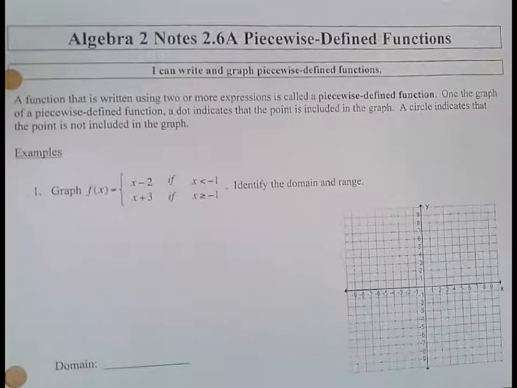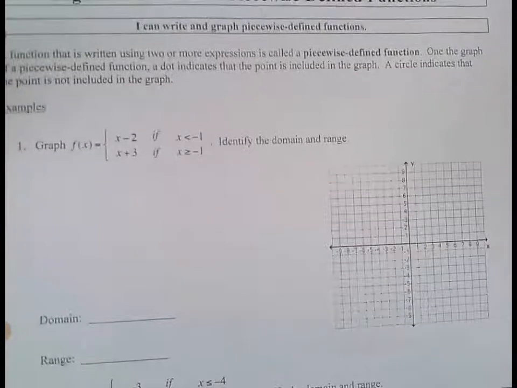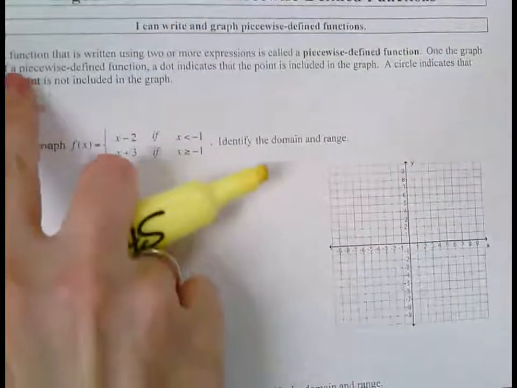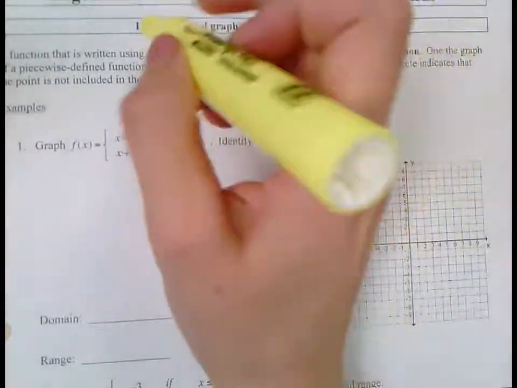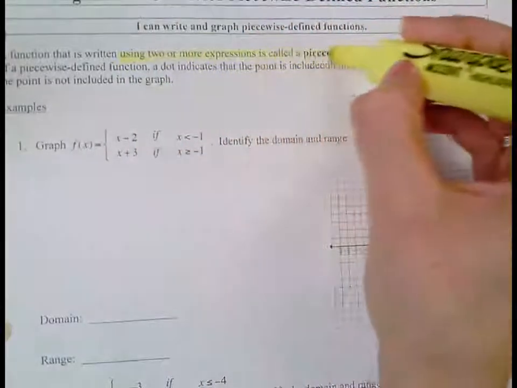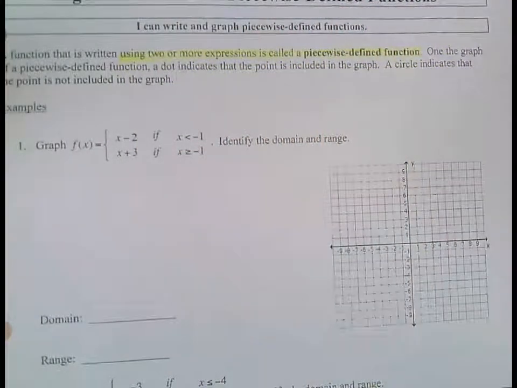But piecewise defined functions, ultimately you want to not only be able to graph them today, but the third example we're going to do is actually writing a piecewise defined function if you're given a graph. So how they are defined: a function that's written using two or more expressions is called a piecewise defined function. So it's basically made up of different pieces.